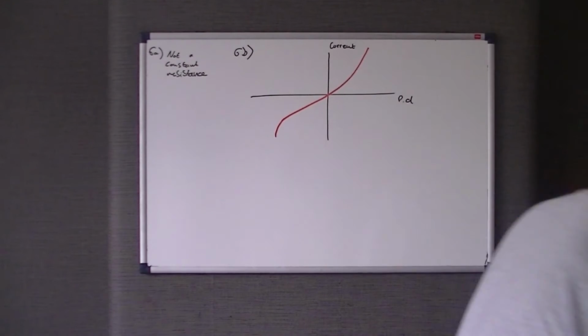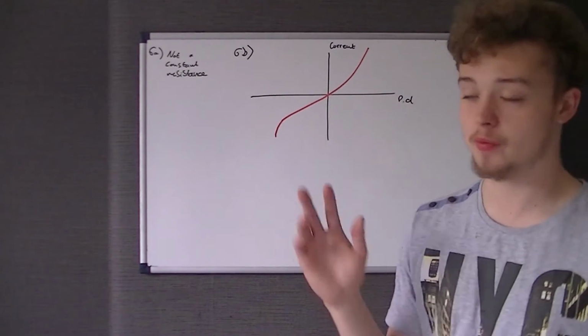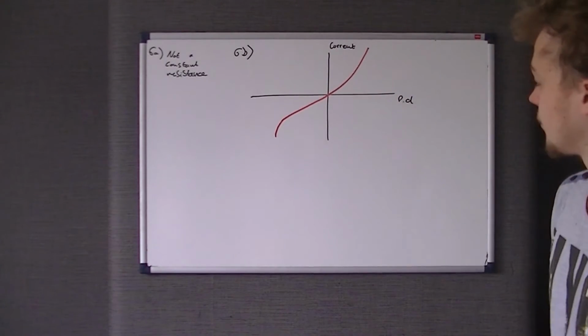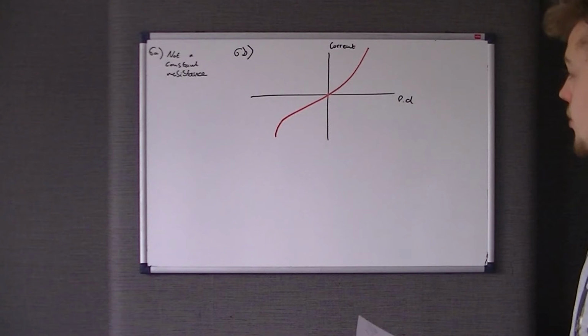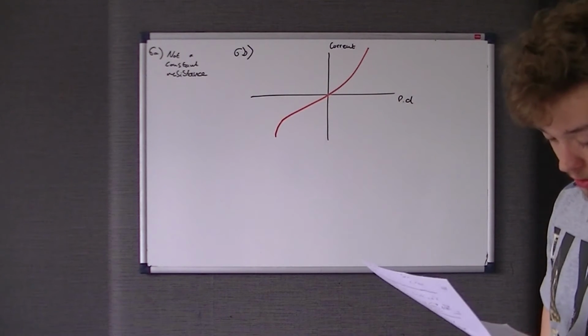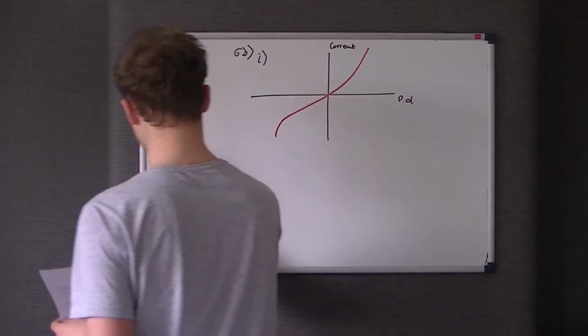Now, the reason for that, it's just a case of learning that. A filament lamp will never have anything other than that. Okay, so that's one of the graphs you just should know, really. Okay, so the next part, 6b part 2.